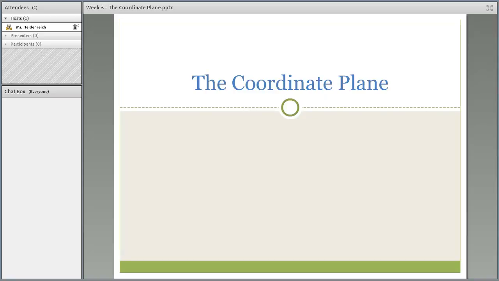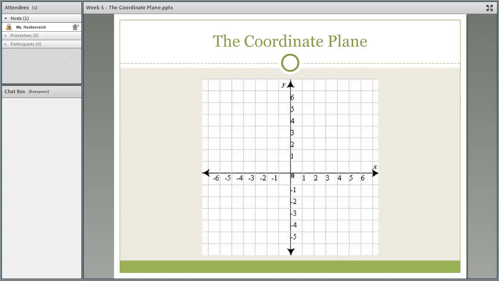Hi everyone, today we're going to be talking about the coordinate plane. So let's get started. This is a picture of the coordinate plane. It's also known as a coordinate grid or a graph. It's two-dimensional because it has both an x-axis and a y-axis. And in that way, it's made up using two number lines.